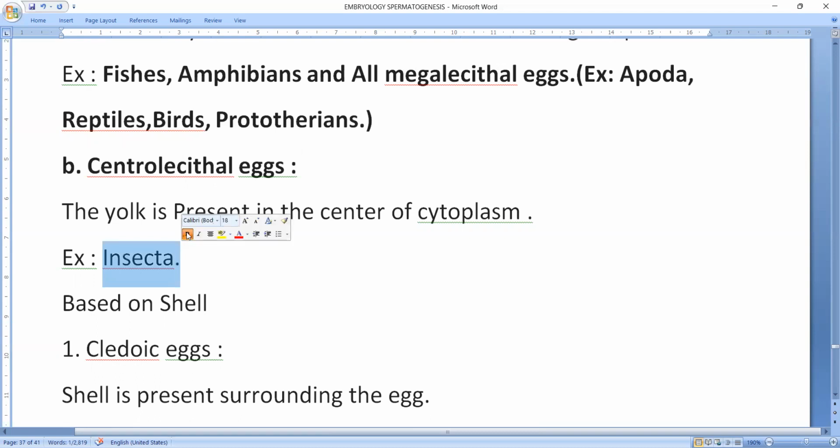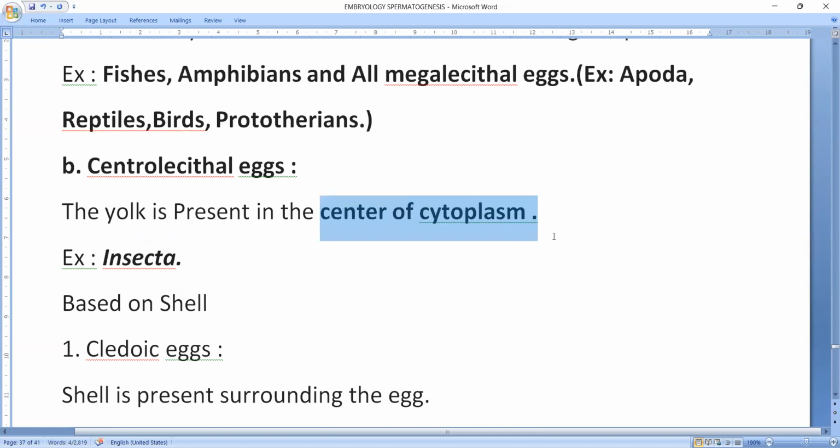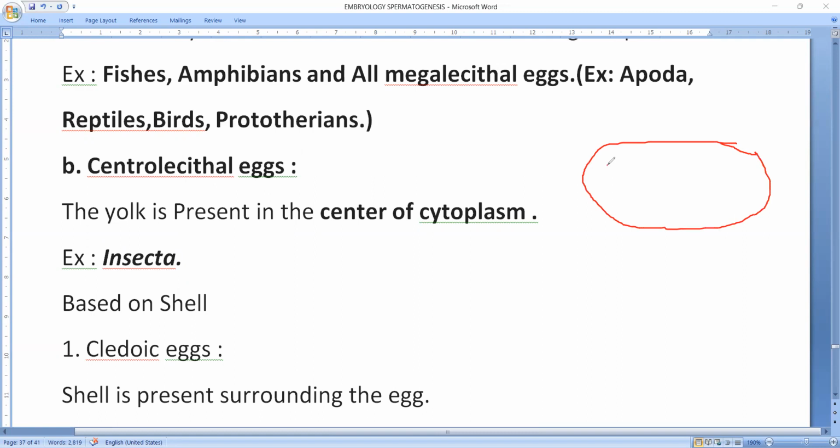Only one example, that is insecta or insects. Okay, so here the yolk is present in the center of the cytoplasm. It will come again. So here, how it is located, not like a nucleus, but here the insect egg is generally like this. So the yolk is distributed like this. So this is yolk. So this type of egg is only seen in the whole animal kingdom, that is insects or insecta, centrolethal egg. Okay, you remember the example.